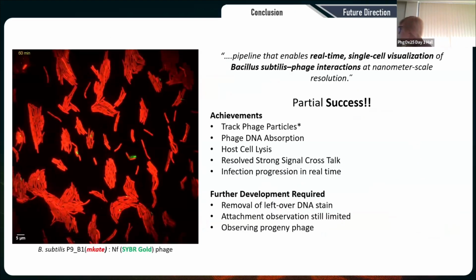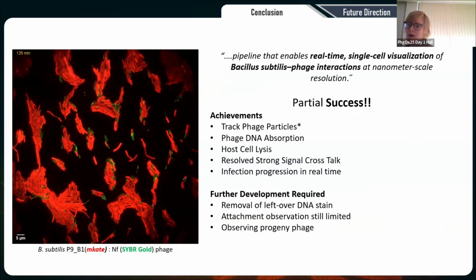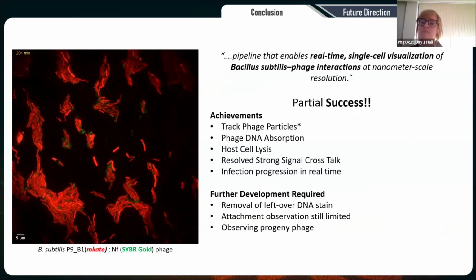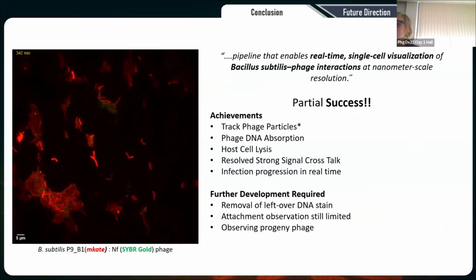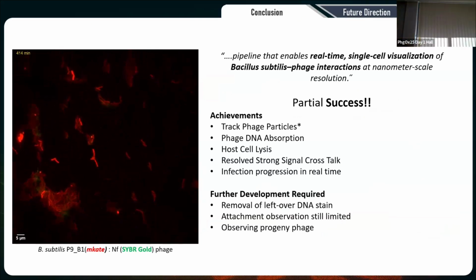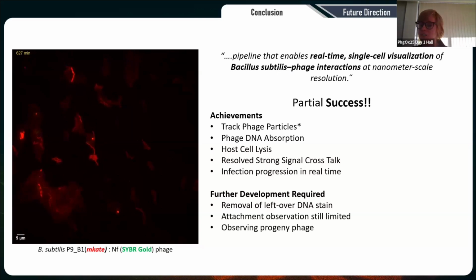So in conclusion, and to take you back to the start, a pipeline that enables real-time single-cell visualization of Bacillus subtilis interactions at the nanometer scale is a partial success, to this point at least. So we've achieved a number of things in the development of this pipeline, including partially being able to track phage, being able to observe phage absorption, host cell lysis, and we've also resolved the issue of the strong crosstalk signal, and infection. We've been able to track infection progression over real time.